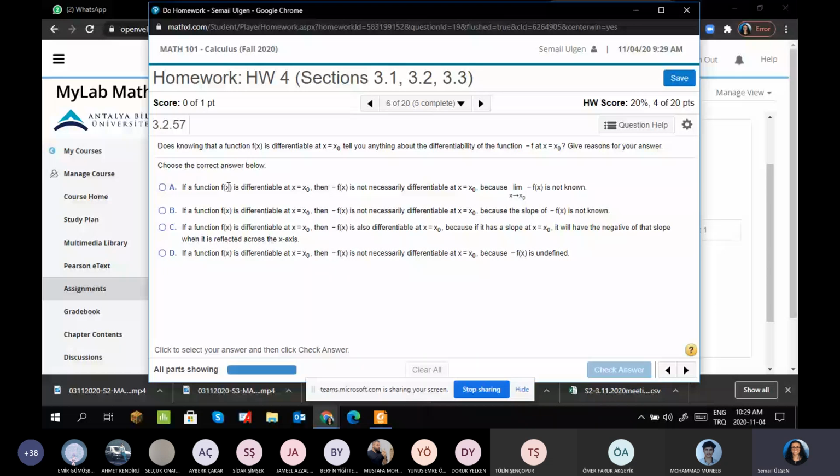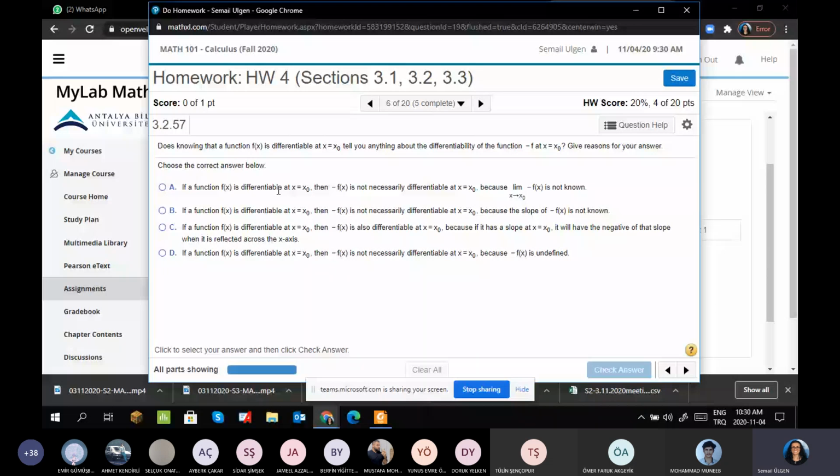Or we can read the question. If a function f is differentiable at x equal to x0, then negative f is not necessarily differentiable at x equal to x0 because the limit of negative f of x is not known. This is not true, because there's no relationship between the differentiability and this limit. Let's read B. If a function f is differentiable at x equal to x0, then negative f is not necessarily differentiable at x equal to x0 because the slope of negative f of x is not known.